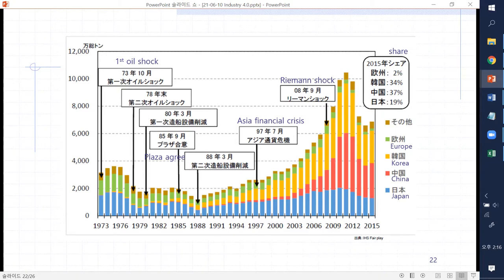In 2008, there was also the Lehman shock. The whole world was under economic crisis. But you see that the shipbuilding industry was good, even though there was a financial crisis around the world coming from the Lehman shock. So that is a very interesting picture.